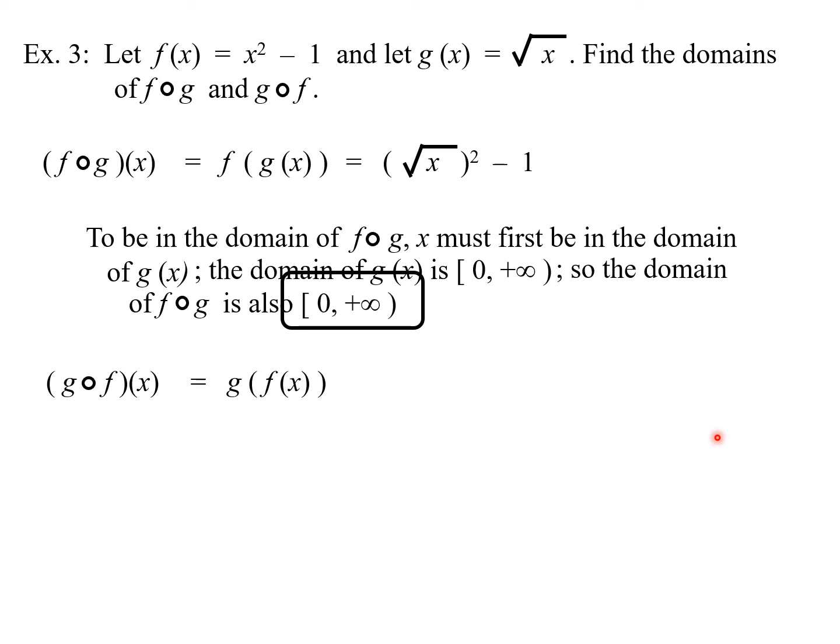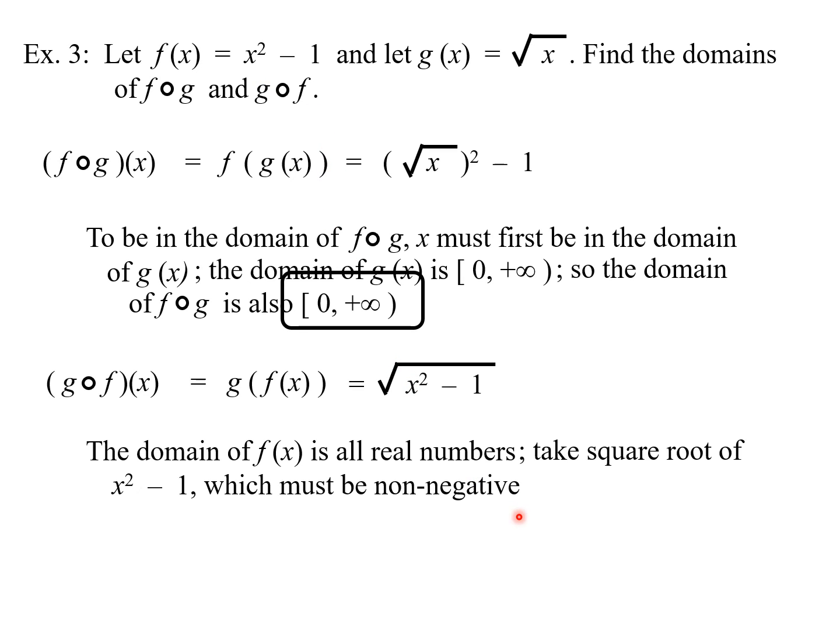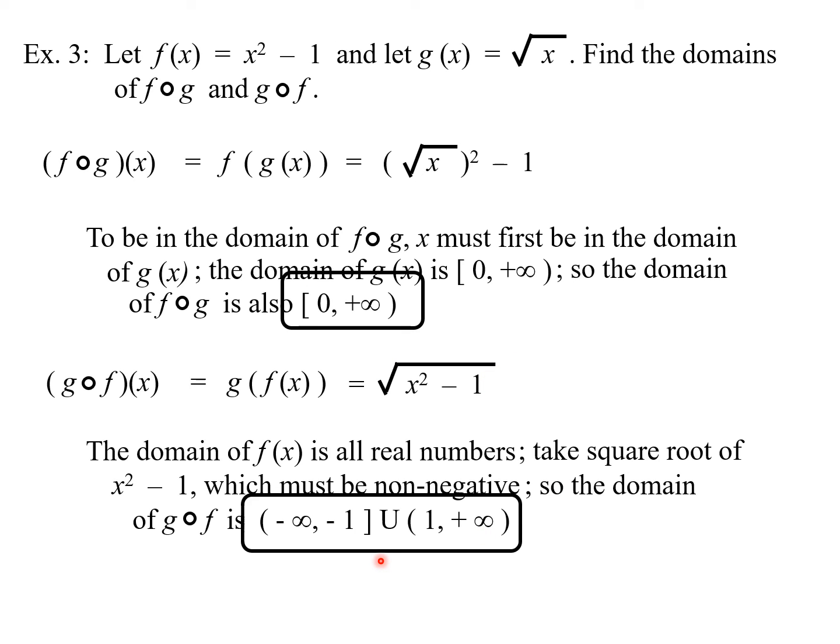All right. Now let's do g of f of x. Since f of x is x squared minus 1, I can just plug it in there, and we get this. Now, the domain of f of x is all real numbers, right? Because x can be anything. But when we take the square root of that, it has to be non-negative. So the domain of this is restricted to numbers for which x squared minus 1 is greater than or equal to 0, because you can't take the square root of a negative number. And that will lead to this domain.